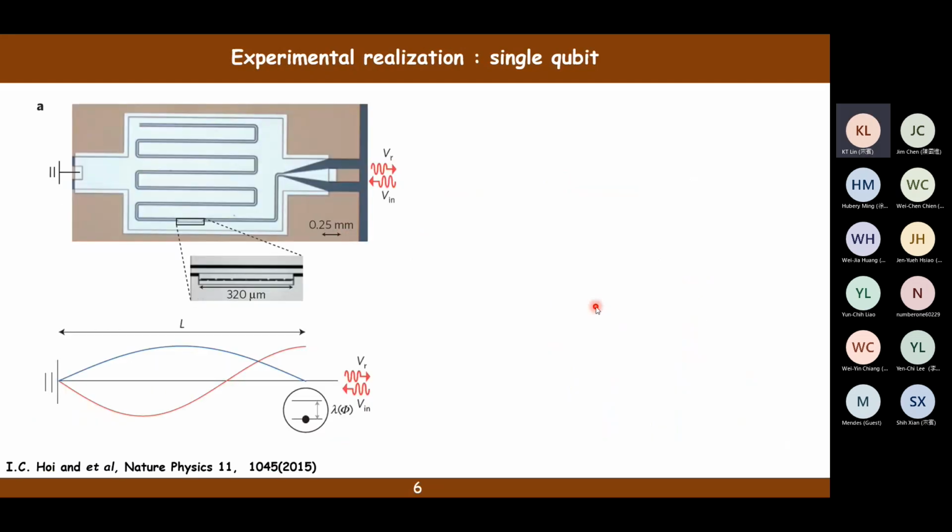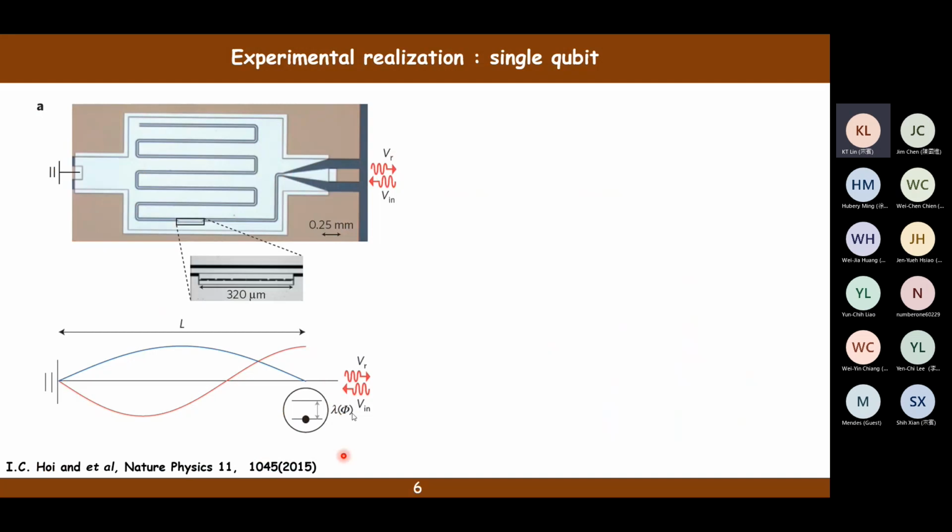Okay. So this kind of concept has been realized by Yao-Chun Ho's group. This is the experimental setup. They have a transmission line here with one end terminated, behaving as a mirror, and they have a qubit here. They can feed in the input signal from this port, and then measure the reflected signal at the same port.